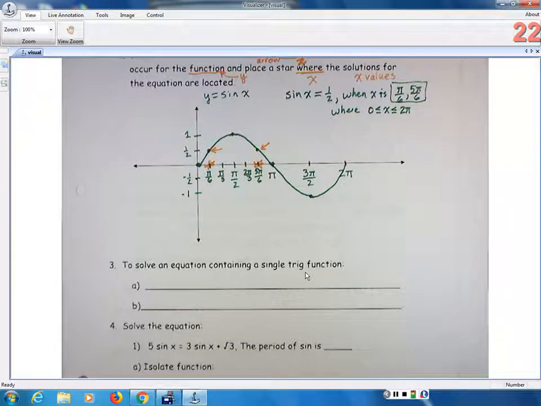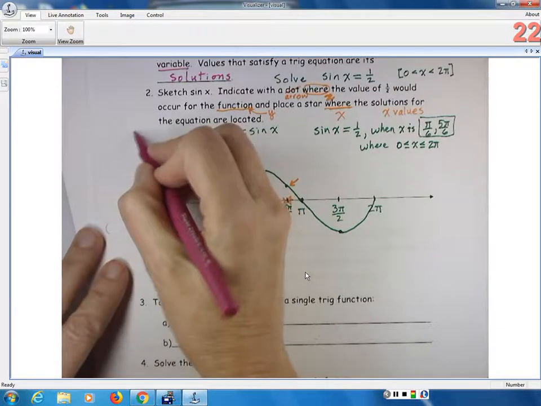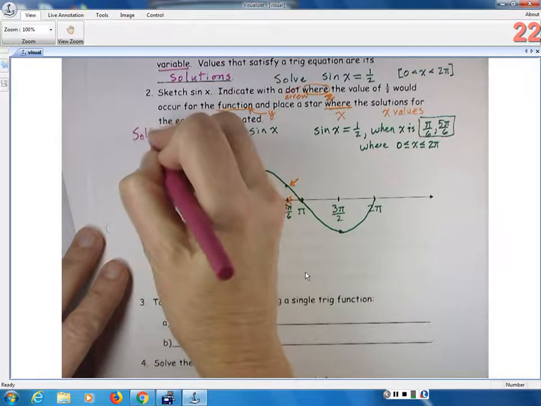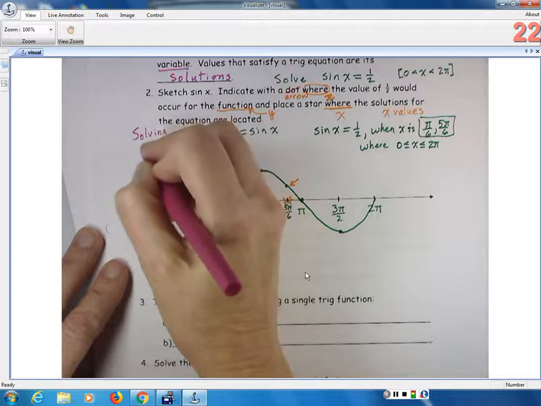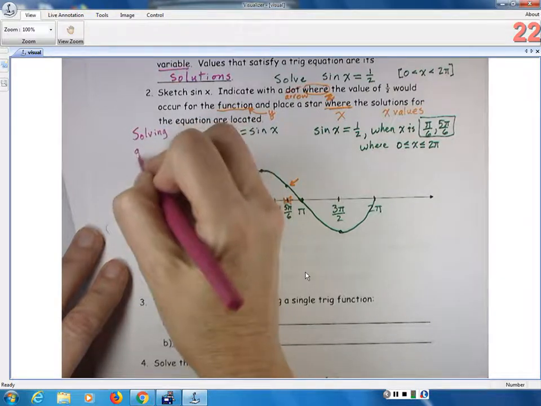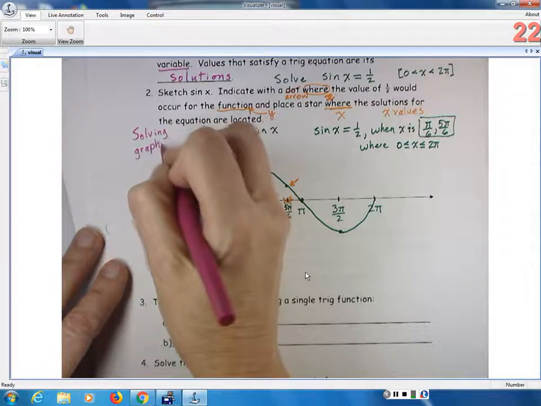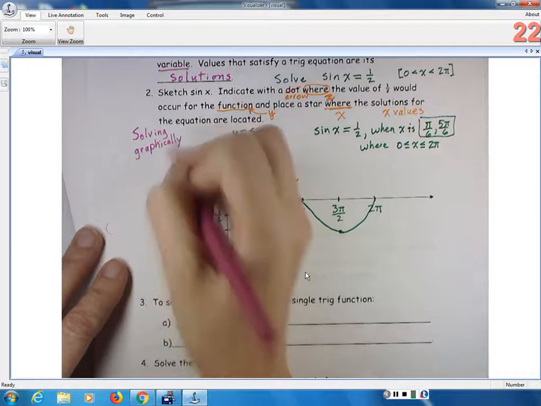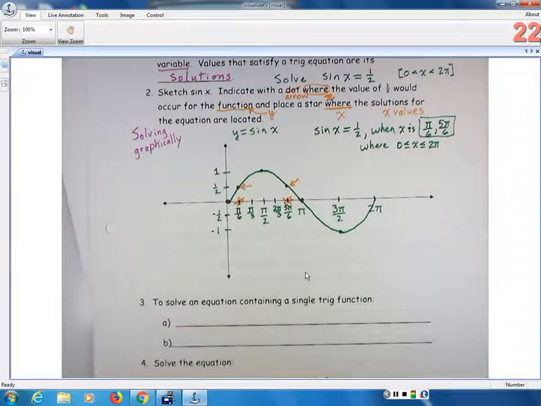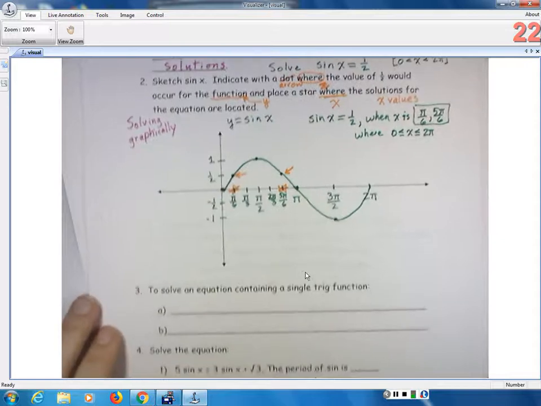So that's solving a trig equation graphically. And I think MyMathLab had that with the tangent function. Somebody asked for help with that, even in the previous section.